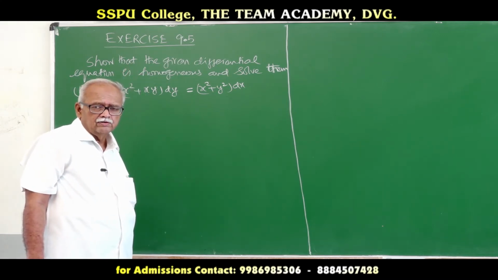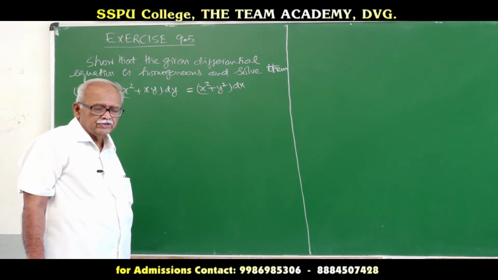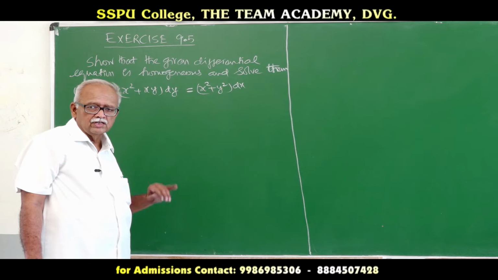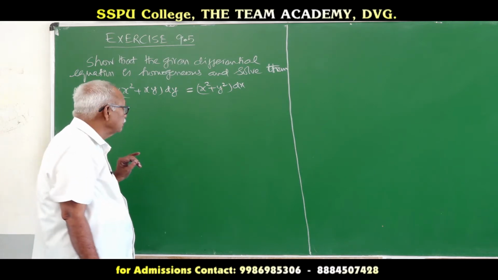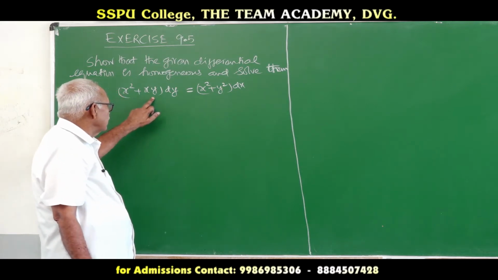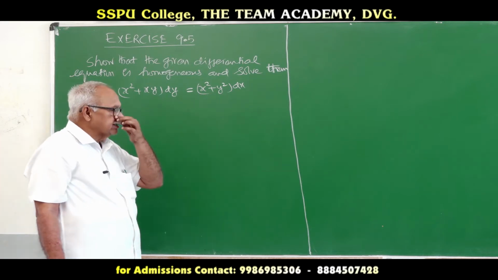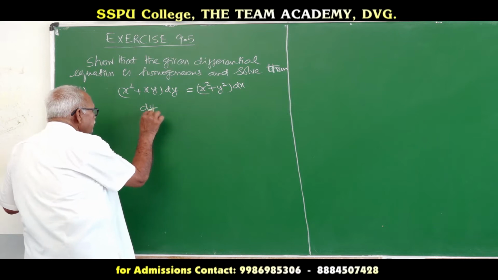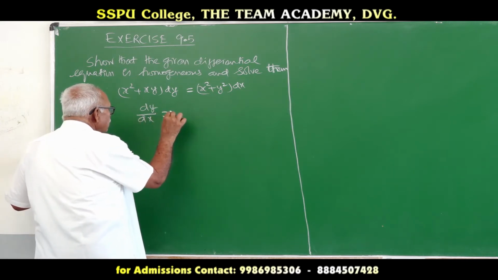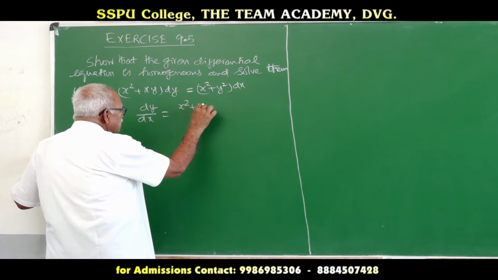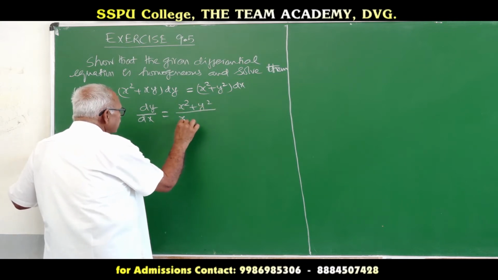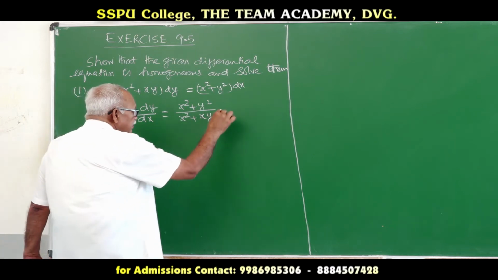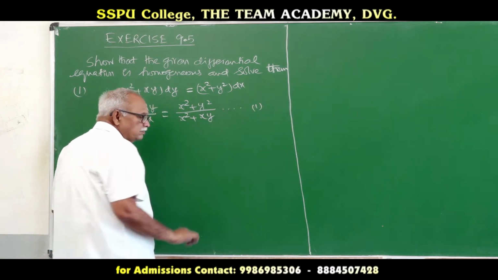Exercise 9.5 in homogeneous differential equations. We have to prove that the equation is homogeneous and also solve it. The first question is (x² + xy) dy = (x² + y²) dx. Now, this can be written as dy/dx = (x² + y²)/(x² + xy). Keep this as equation 1.